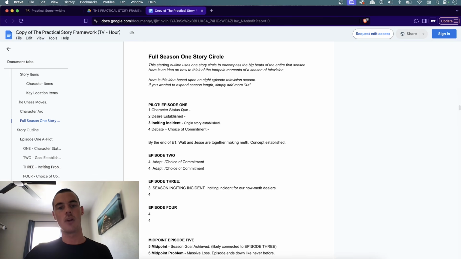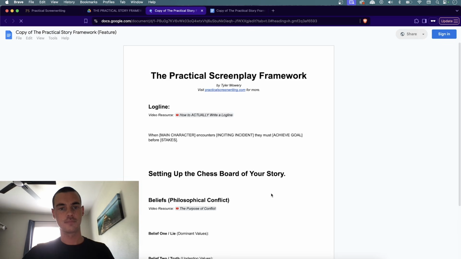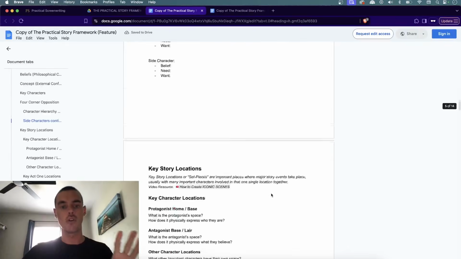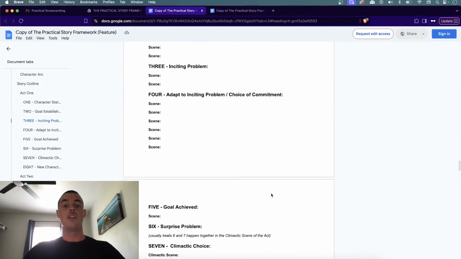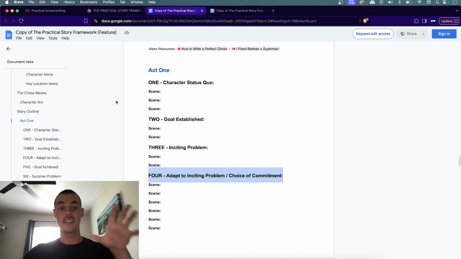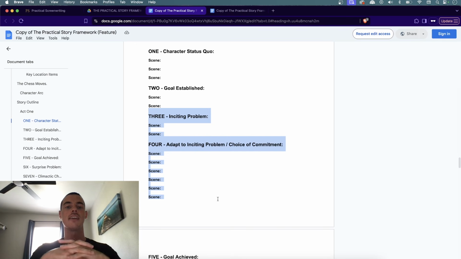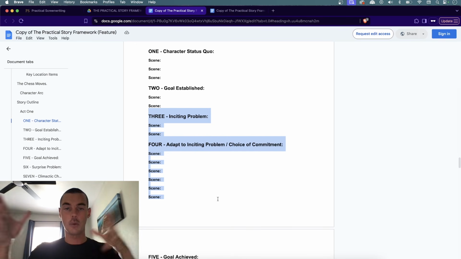This is based upon an 8-episode television season, and if you want to expand your season length, you simply add more 4s. Now remember, I want to explain this. When I say add more 4s, what do I mean? Notice that the 4, the adapt to the inciting problem and choice of commitment in a single act, is where you have the most scenes, right? Essentially these 2 beats are playing together. You got your problem, and now we're adapting to that problem, right?